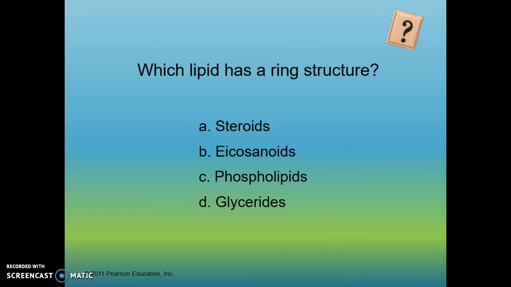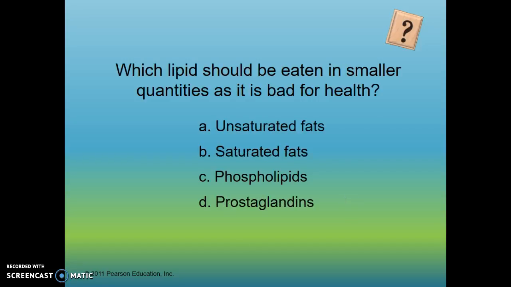Which lipid has a ring structure? Steroids. Which lipids should be eaten in smaller quantities as it is bad for health? Saturated fats. Saturated fats are usually from animal sources. Unsaturated fats from plant.